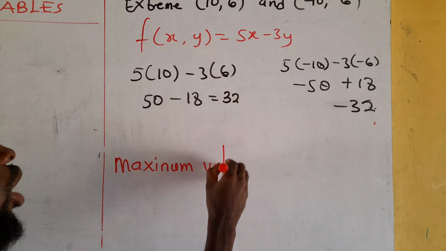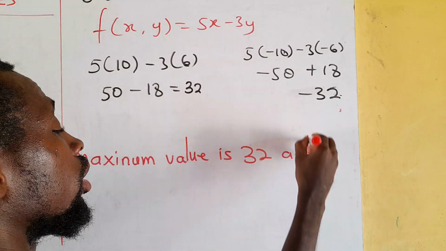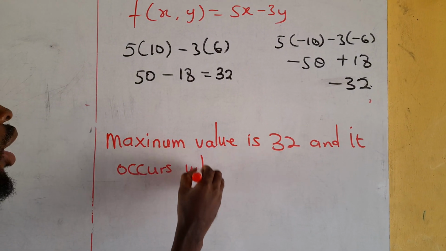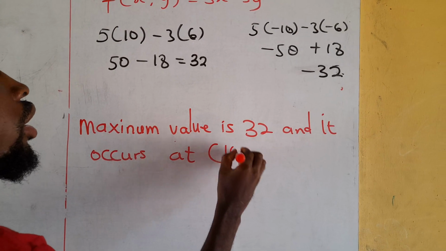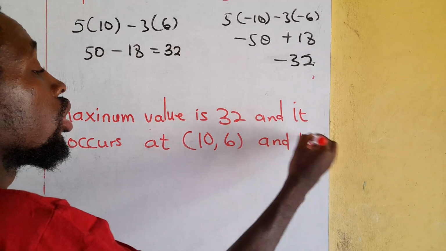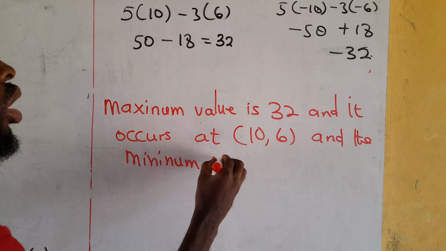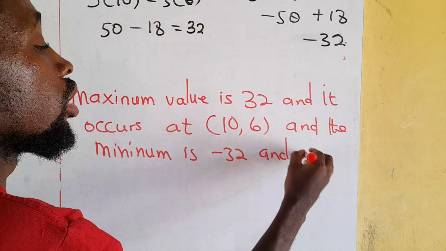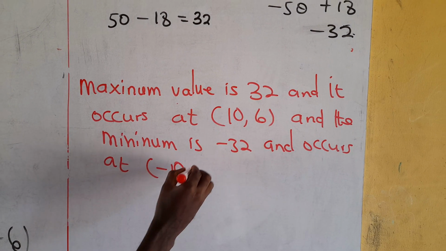The maximum value is 32, and it occurs at (10, 6). And the minimum is negative 32 and occurs at (negative 10, negative 6).